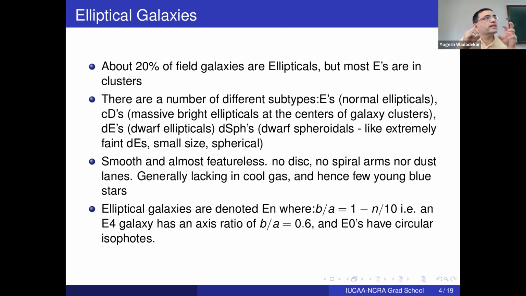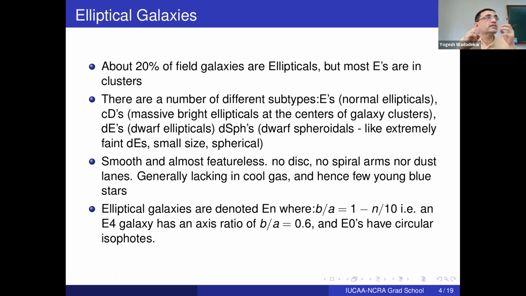Within the ellipticals, there are a number of subtypes, and their formation and evolution sometimes needs to be understood somewhat differently. They don't share an exact identical formation and evolution process. So first of all, field ellipticals, which we refer to as normal ellipticals. The picture that I showed you earlier was of one such field elliptical. These are distributed in low density regions also, but they are not very numerous as a fraction of the galaxies.